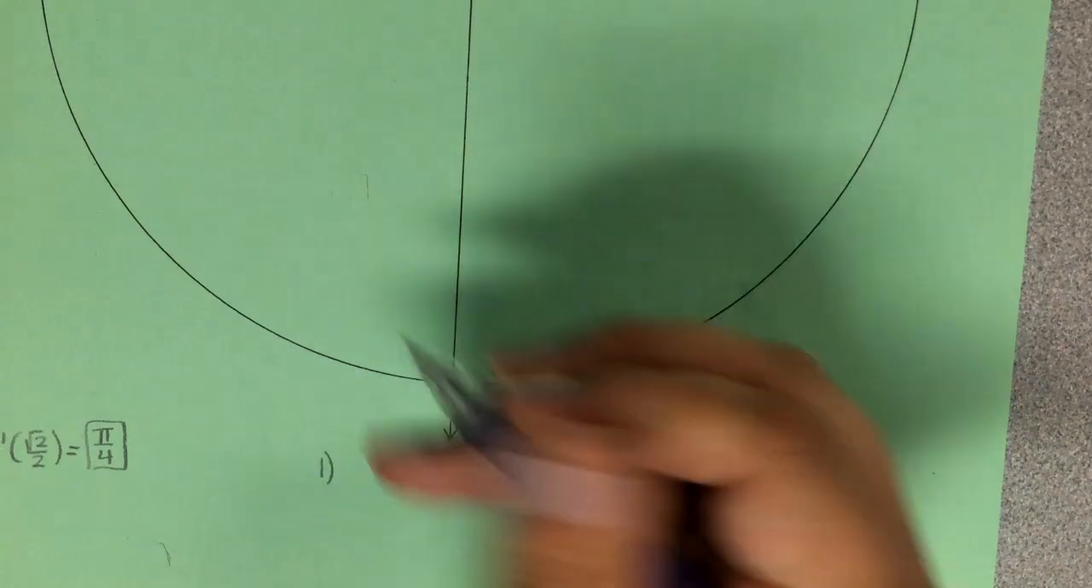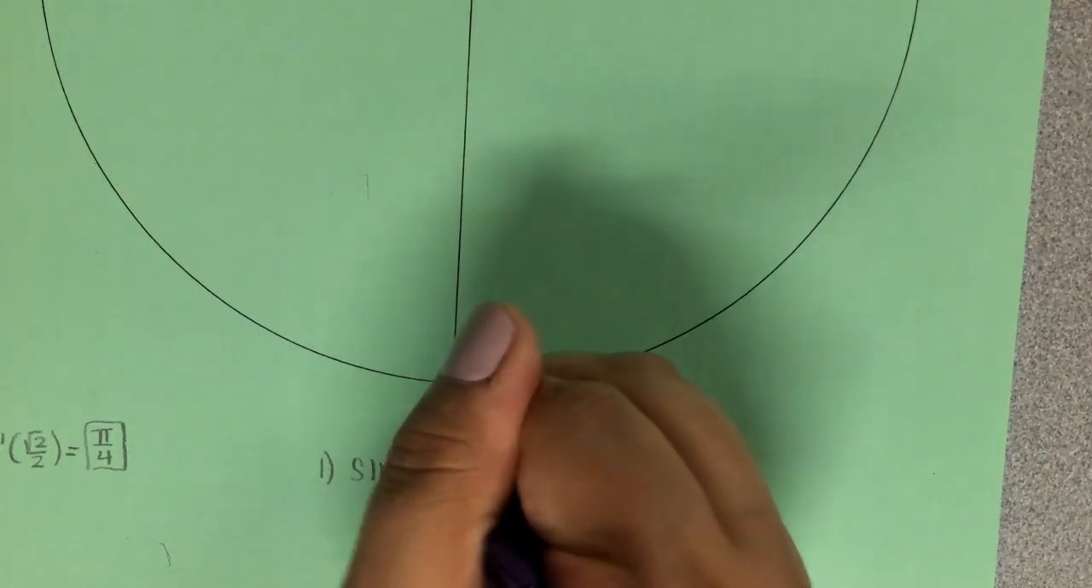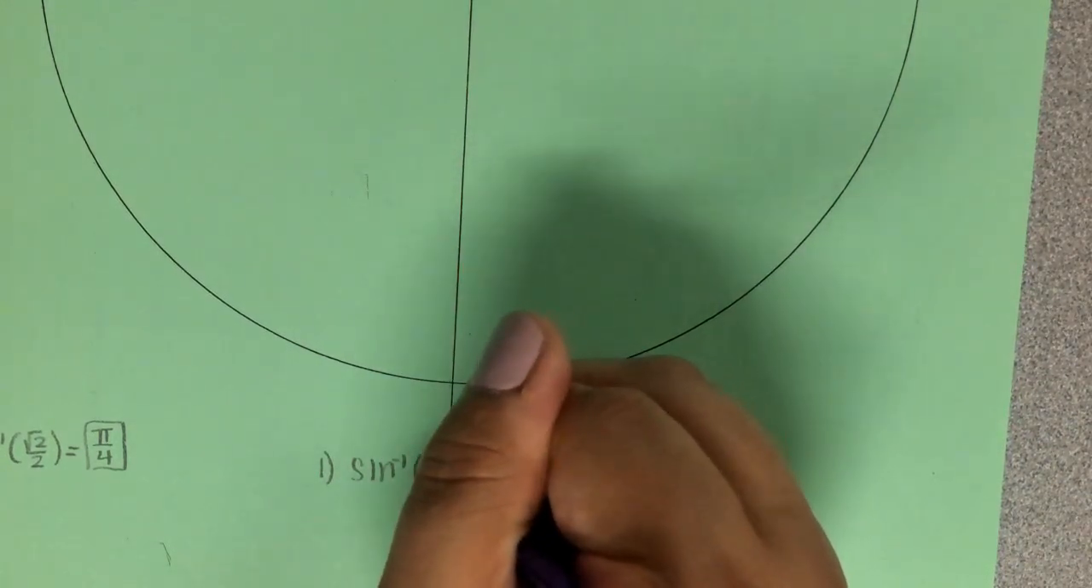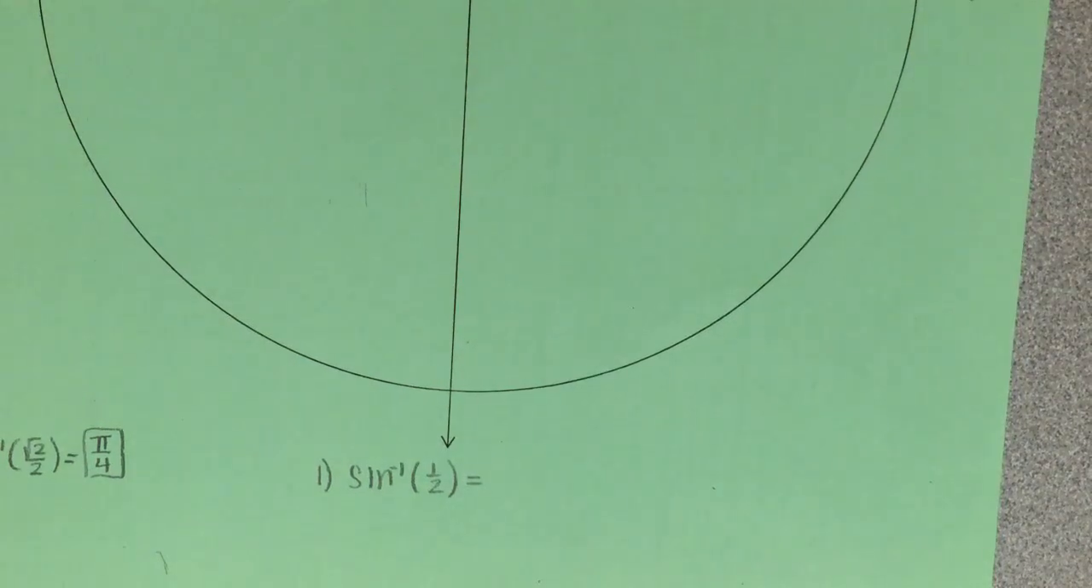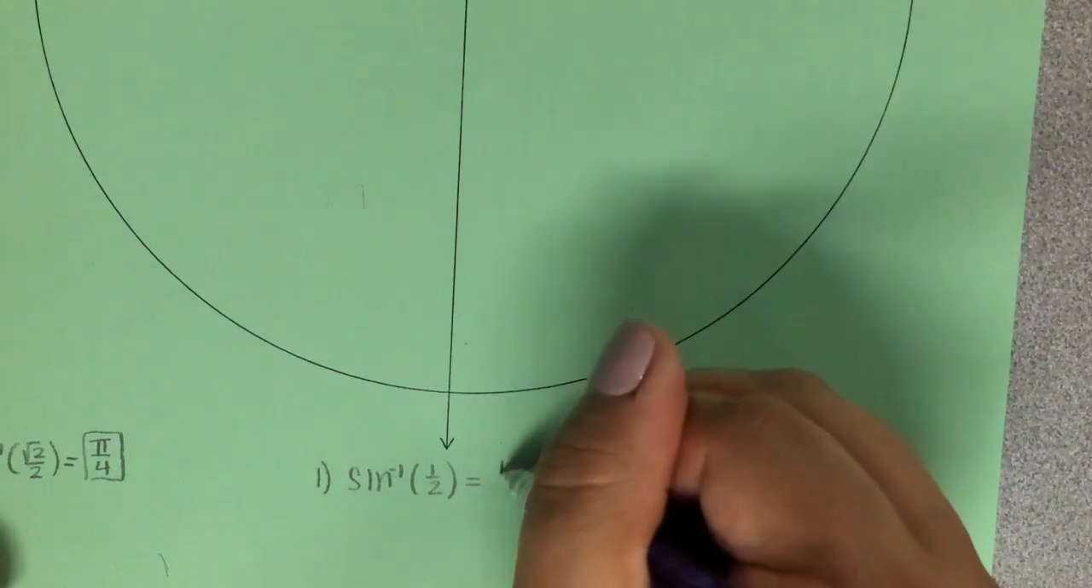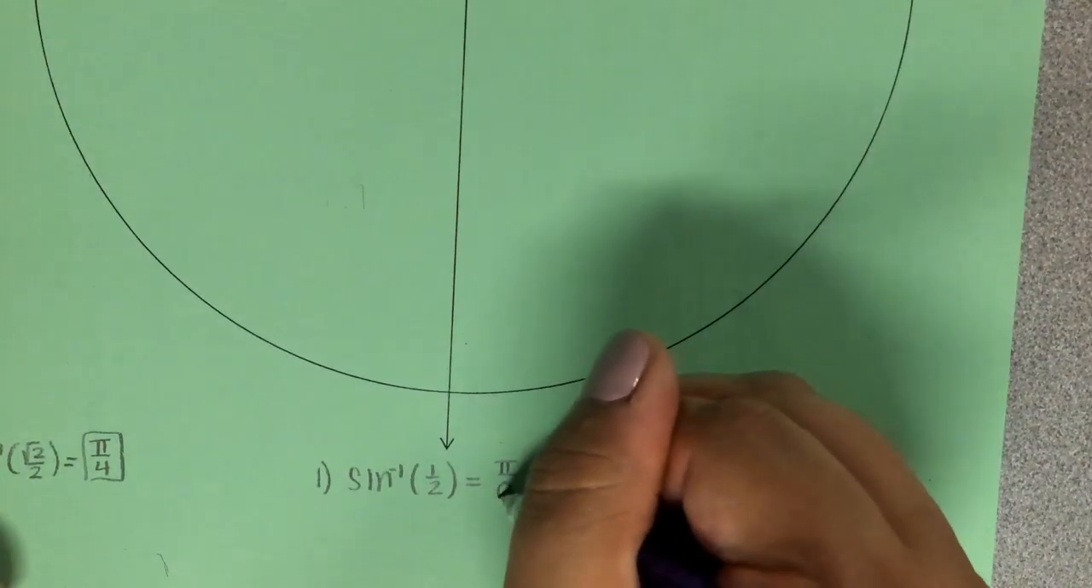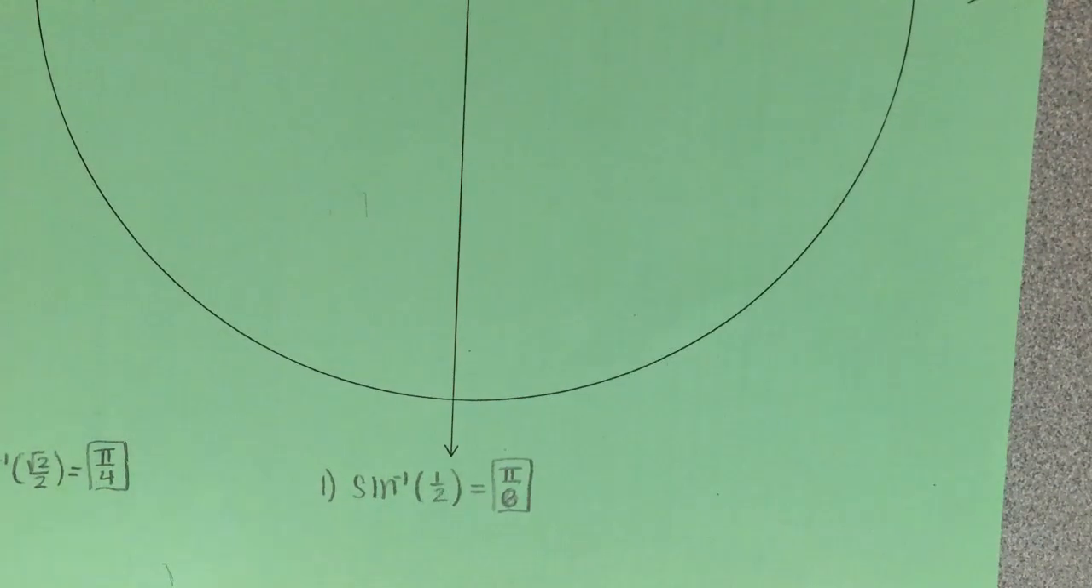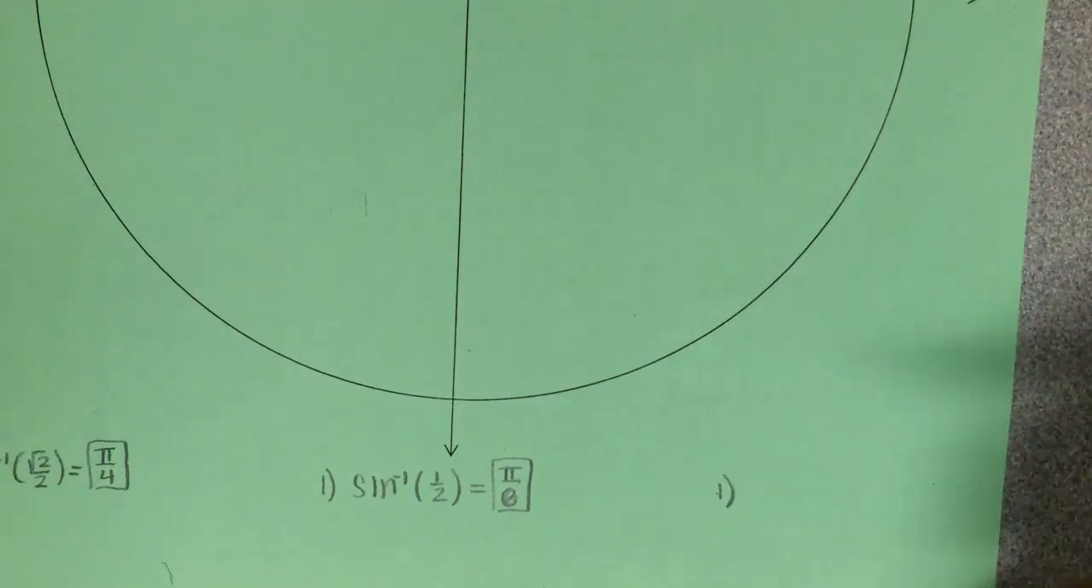Let's do another one. What is the inverse sine of 1/2? Where is your sine? Where is your y? 1/2. Pi over 6 is the answer. Does that make sense? I want to make sure I'm doing the same examples. Last one for this.